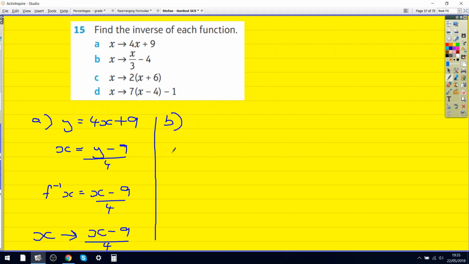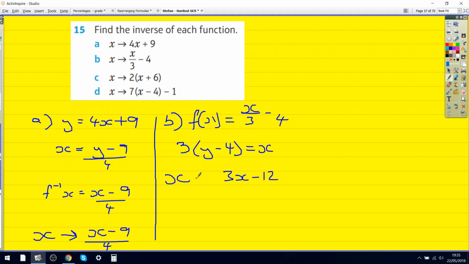What would be B? So I'll use the f of x just to make it a bit simpler for me. So f of x equals x over 3 minus 4. So y equals x over 3 minus 4. So y minus 4, and 3 in a bracket and then y minus 4, so that's inside of a bracket is x. Then we can swap it around. So 3x minus 12 is the f of x. So x and the arrow is 3x minus 12. So divide by 3, then take away 4.